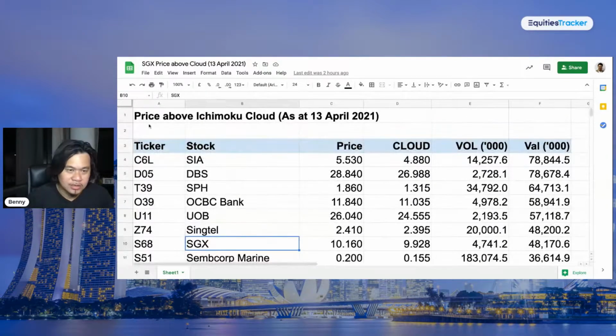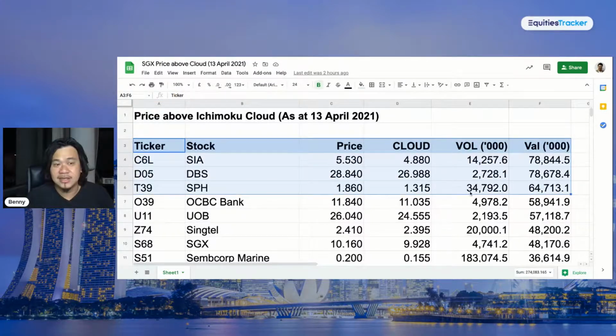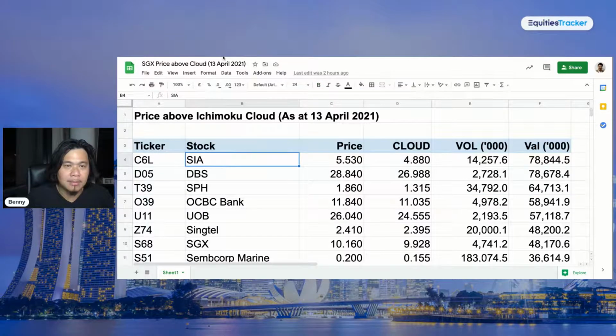So the question right now is, I know that the price is bullish, but when do I buy, isn't it? I'm just going to take a look at SIA, for example.